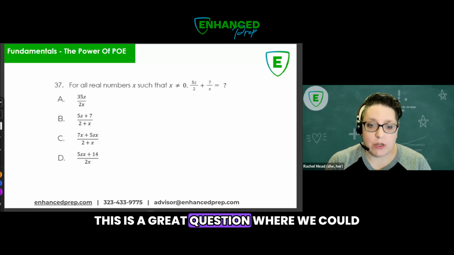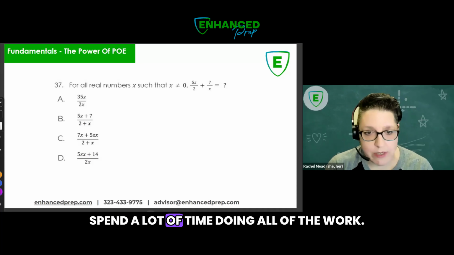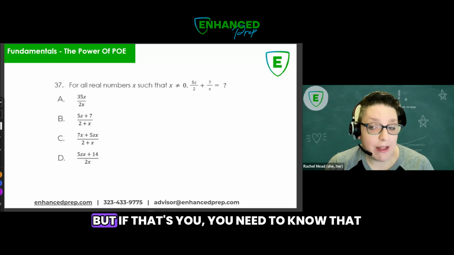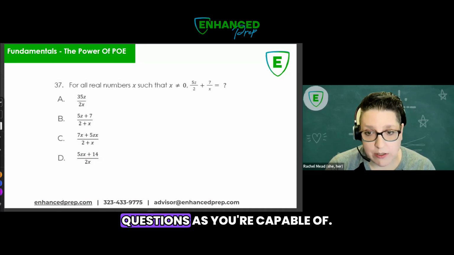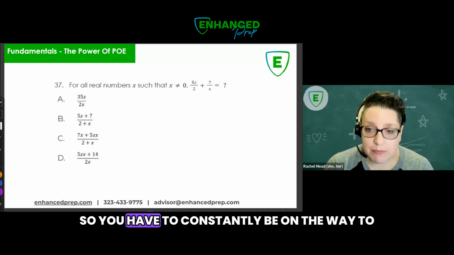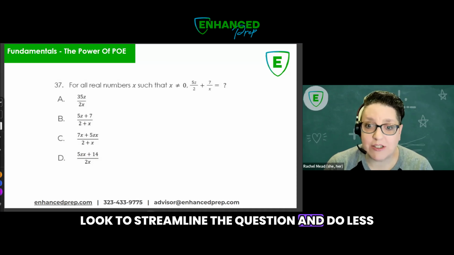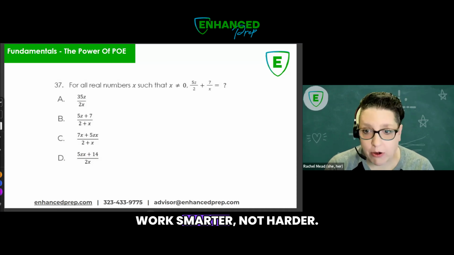This is a great question where we could spend a lot of time doing all of the work. But if that's you, you need to know that you're not going to get through as many questions as you're capable of. So you have to constantly be looking to streamline the question and do less math. Work smarter, not harder.